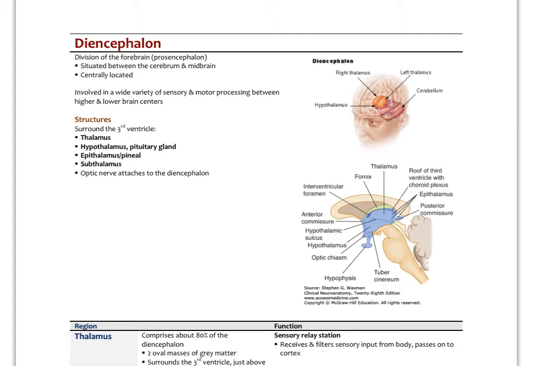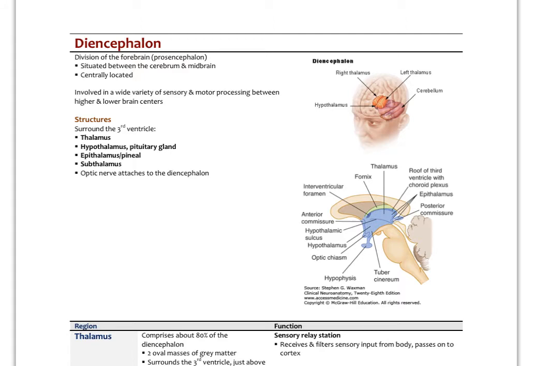It's known as the prosencephalon, and that is divided into the cerebrum and the diencephalon. So the diencephalon really sits between the cerebrum and the midbrain, which is the next structure there. So centrally located in the brain. And this is really where we do a wide variety of sensory and motor processing between the higher and lower brain centers. So all of these structures in the diencephalon really are clustered around the third ventricle.